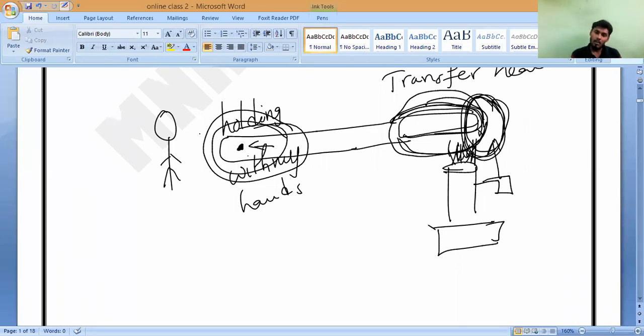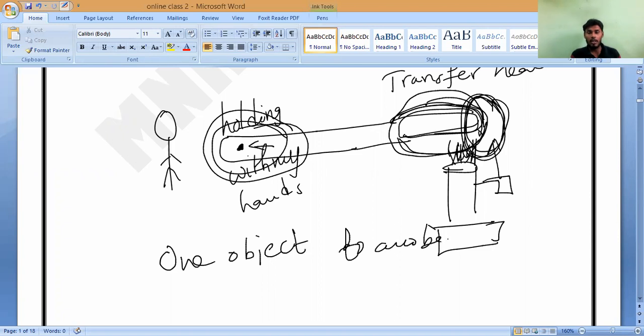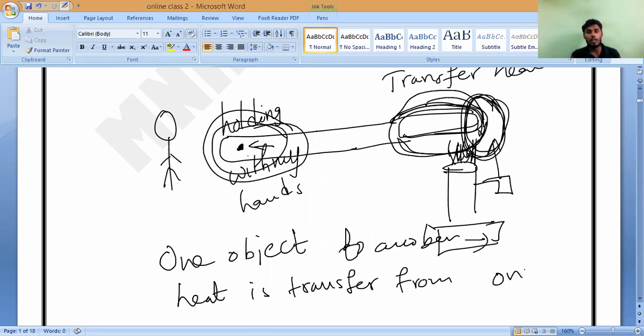Yes? Because the molecules inside will vibrate, sir. Before I said, heat is transforming from one object to another object. Is it yes or no? Another object is called transfer of heat. Not only that, heat is transferred from one part of the body to another part of the body.